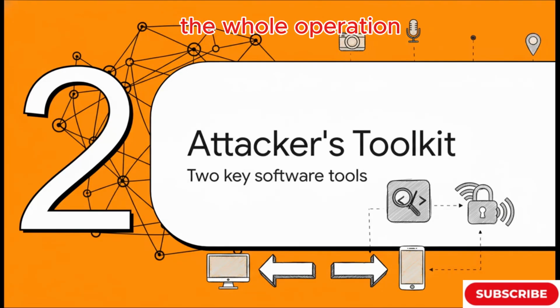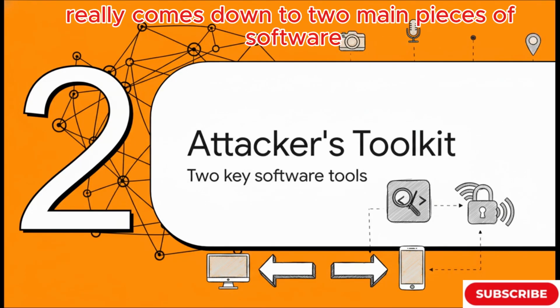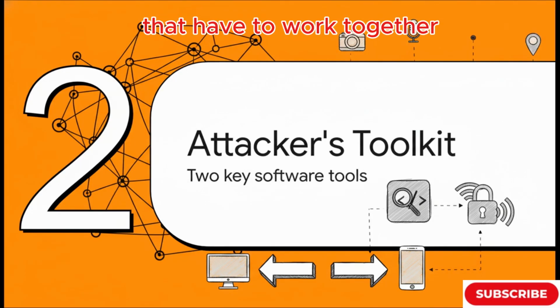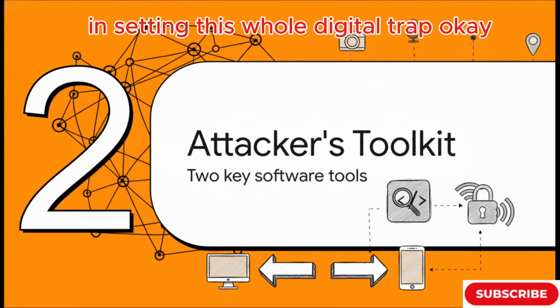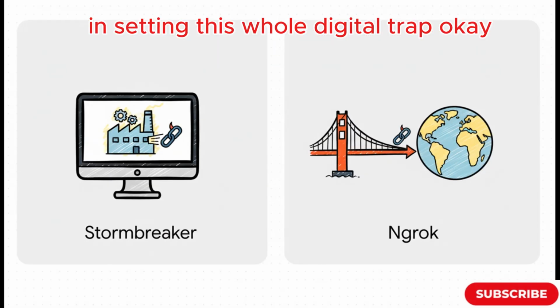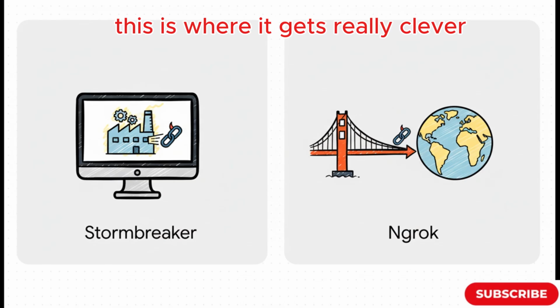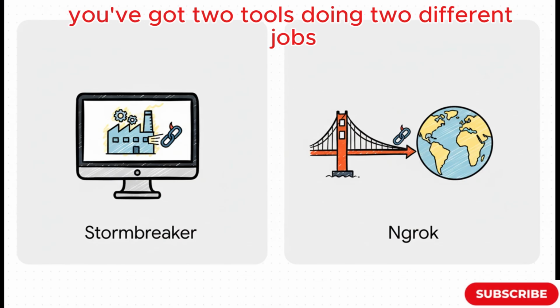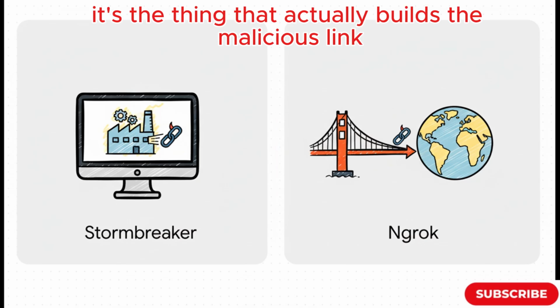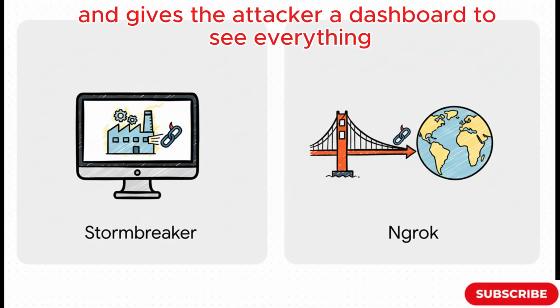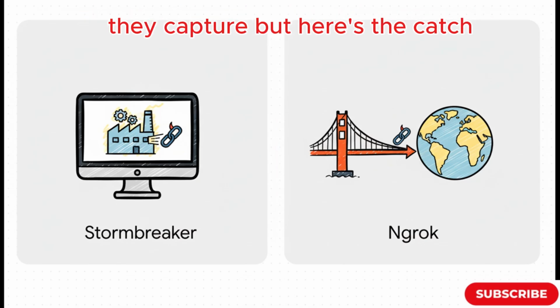The whole operation really comes down to two main pieces of software that have to work together. So let's take a look at what they are and the specific job that each one has in setting this whole digital trap. Okay, this is where it gets really clever. You've got two tools doing two different jobs. Think of Stormbreaker as the engine. It's the thing that actually builds the malicious link and gives the attacker a dashboard to see everything they capture.